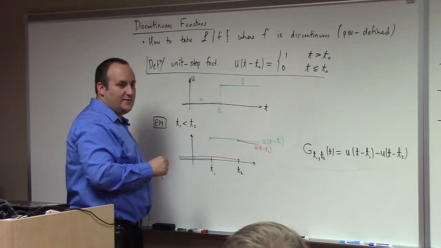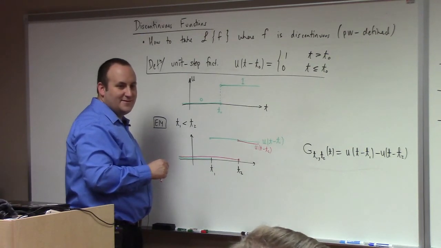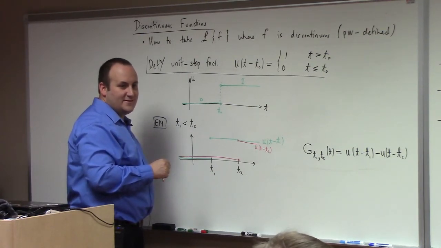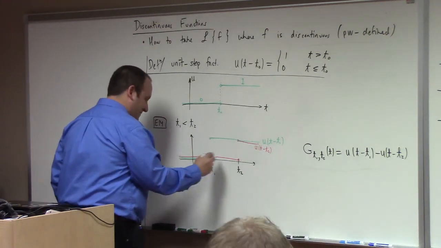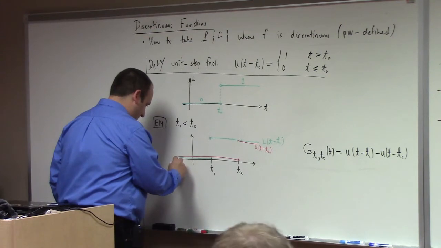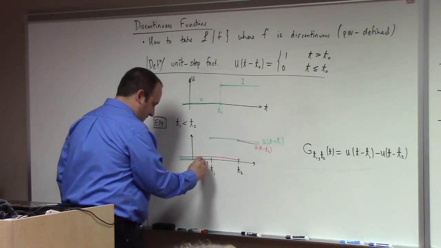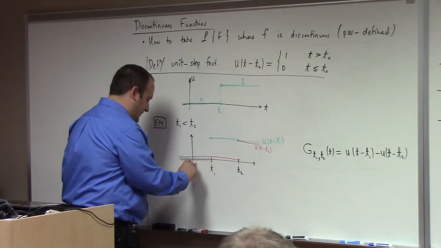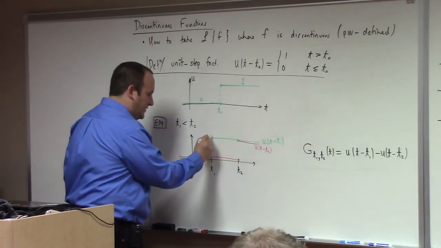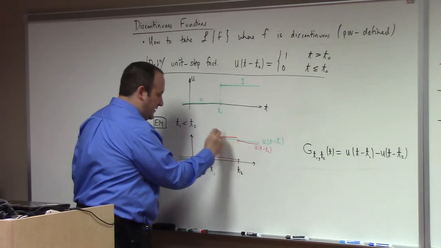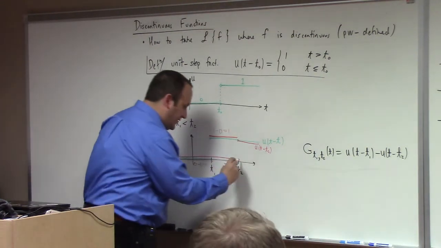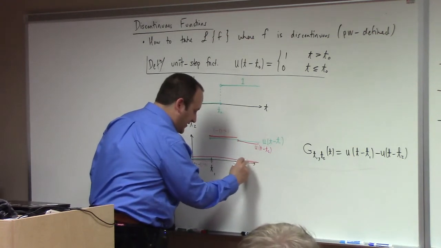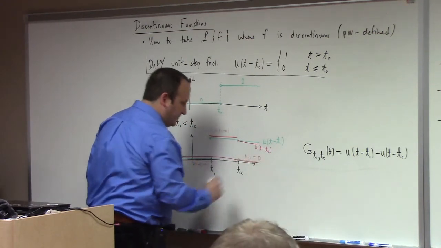Whoa! Did you do that with your mind? So here it is. It's 0, because 0 minus 0 is equal to 0. Between here and here, 1 minus 0 equals 1. And then over here, it's 0 again because 1 minus 1 equals 0.